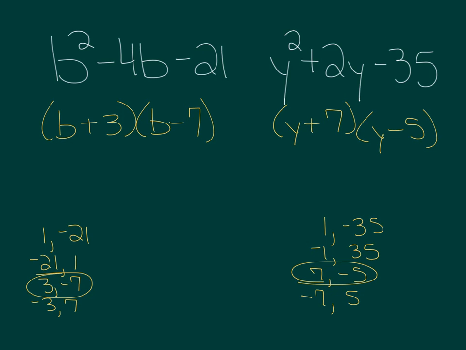Alright, there you go. If I did it correctly, I've got b plus 3 times the quantity b minus 7. I've got my negative 7 plus 3 gives me the negative 4. And then y plus 7 times y minus 5, plus 7 gives me the plus 2. You're not going to have to list factors every time. If you can look at it and think about it and figure it out, go for it. But if you're ever stuck, start listing factors and see what you can find.